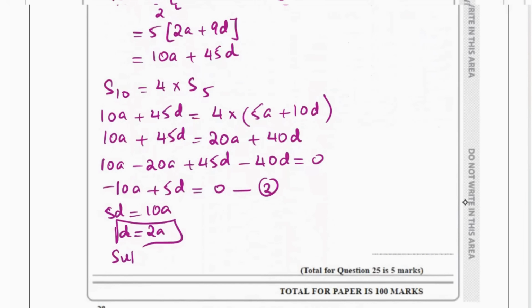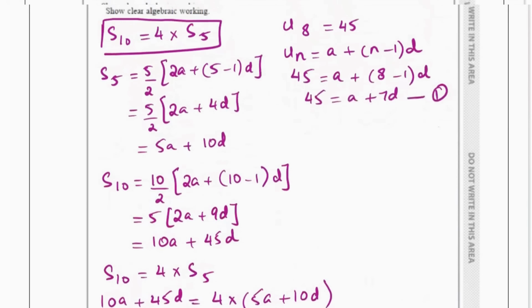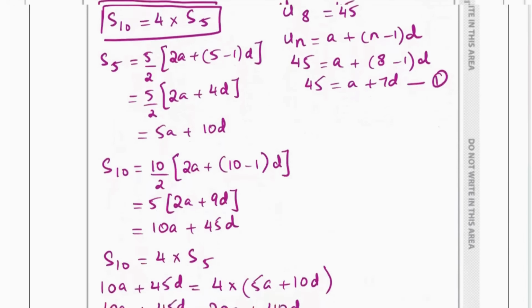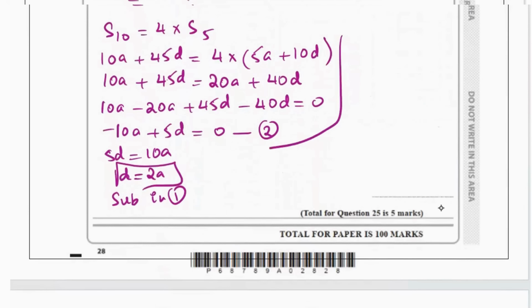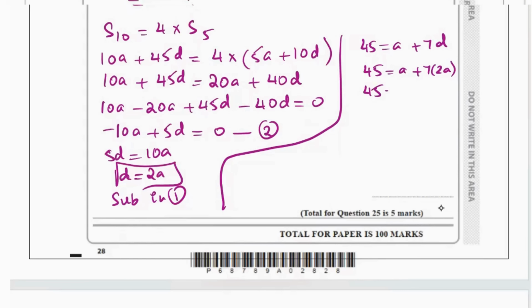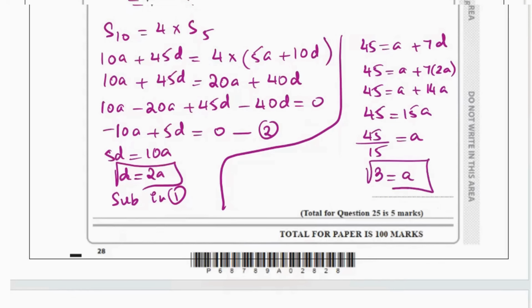Let's substitute this in the first equation. So the first equation is 45 equals A plus 7D. 45 equals A plus 7 times 2A. A plus 14A, 15A equals 45. And then 45 divided by 15 is equal to 3. So your first term is 3.